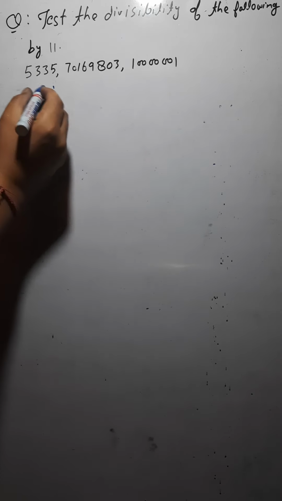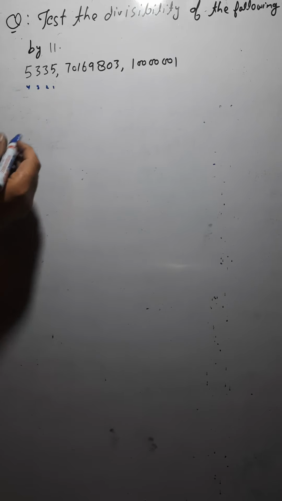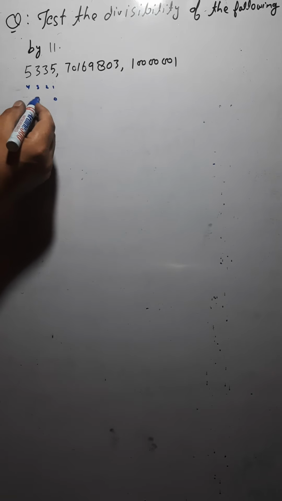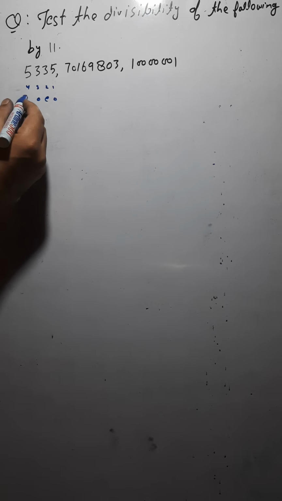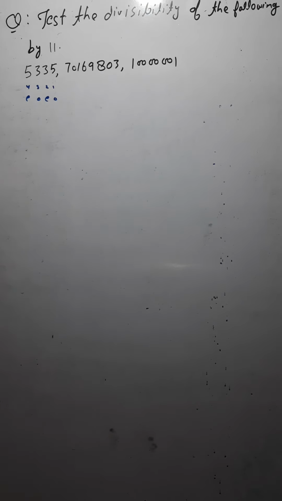Okay, this is the first place, this is the second place, this is the third place, this is the fourth place. So first is odd, this is the odd place. Third one is also odd. 2, this is even. 4, this is also even. So the condition is what?